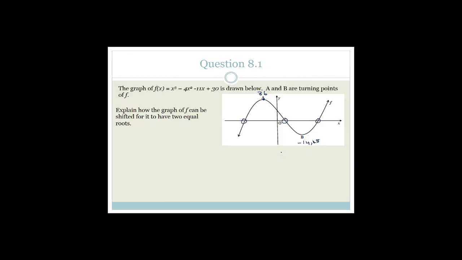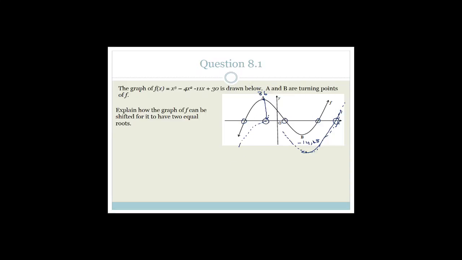If I move this graph down by 36 units, what's going to happen? This graph is going to just touch this, right? And then it'll not cross here, and then it'll cross further along. Do you agree? So it'll go along there, and then it'll go up there. And then it'll have two real roots.